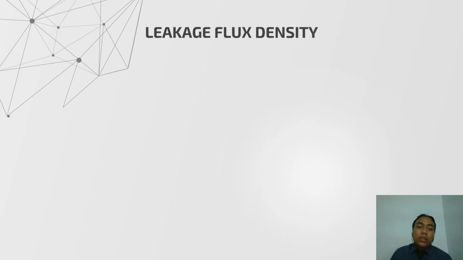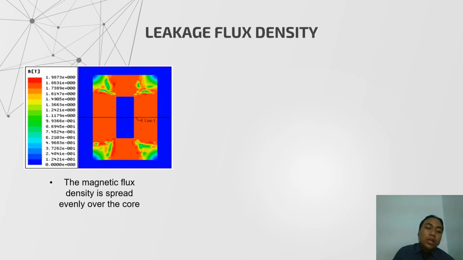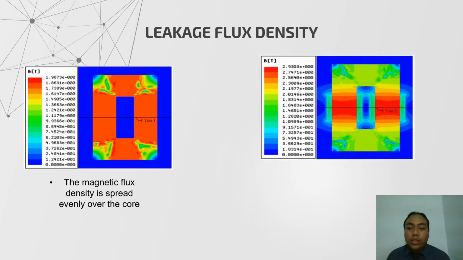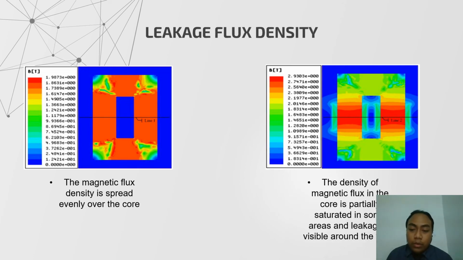And the second expected result is the leakage flux density. This is the leakage flux for the normal transformer, where the magnetic flux density is spread evenly over the core. You can see the flux is distributed equally. Compared to this, when there is a transient current or the short circuit force, the flux in the core is partially saturated in some areas, and leakage is visible. This is part of the leakage that is seen around the transformers.